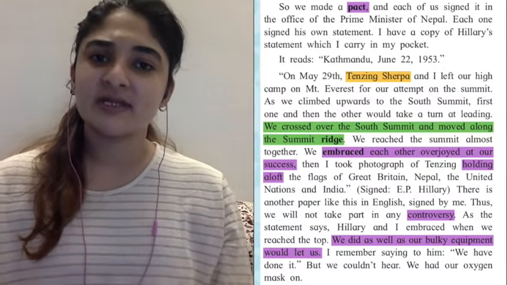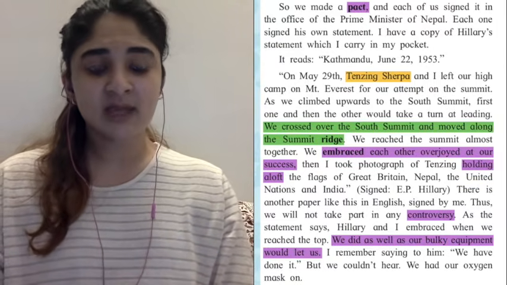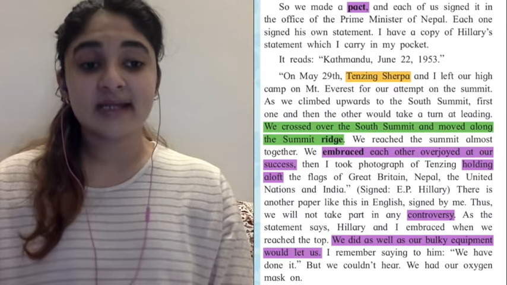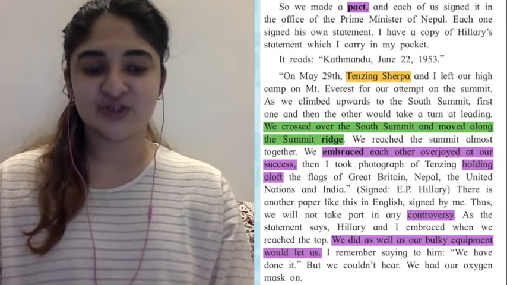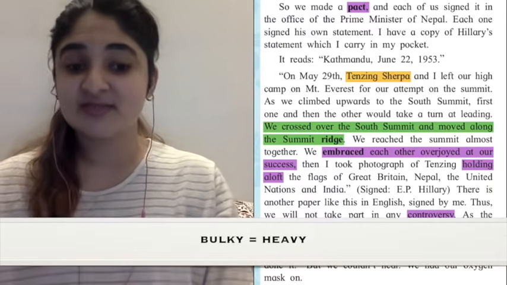But both of them in their statements have written that we shall not be a part of any such discussion. As the statement says, Hillary and I embraced when we reached the top. We did as well as our bulky equipment would let us, as it is marked in purple.